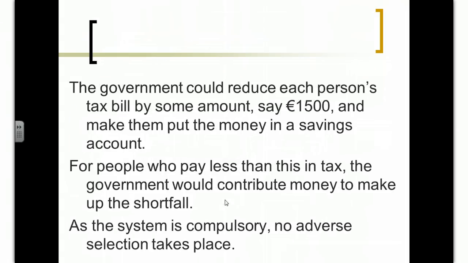So the government could reduce each person's tax bill by some amount, say €1,500. So rather than collecting €1,500 in tax from each person, pooling it in the Department of Finance, and then giving €9 billion of that to the HSE, say, look, we're going to collect €9 billion in tax less this year. We're not going to give any money to the HSE. We'll reduce each person's tax bill by €1,500, and we will compulsorily force them to put the money into a savings account. So you make them put the money into a savings account. It's not like they can't use it.